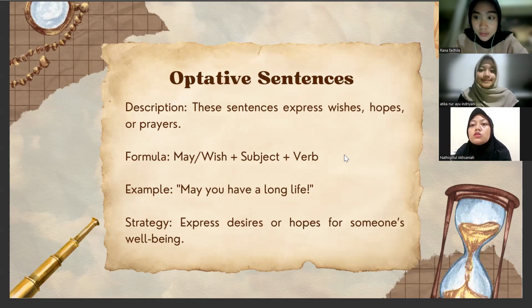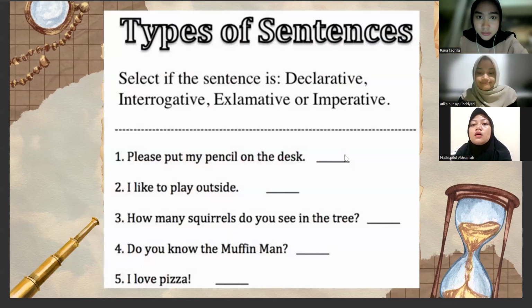The strategy for the optative sentence is to express desires or hopes for someone's well-being. This is chapter 1 about the sentence, and the next is chapter 2.